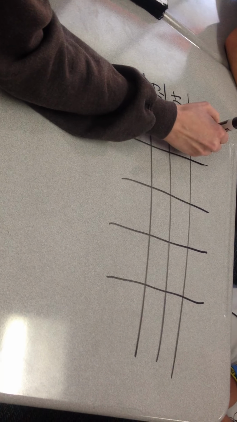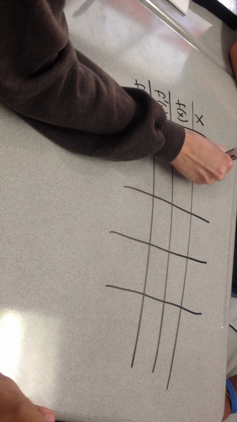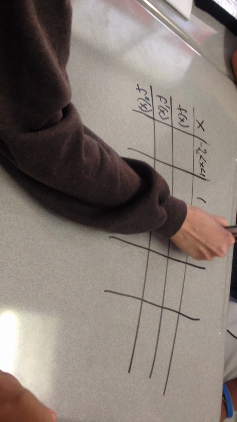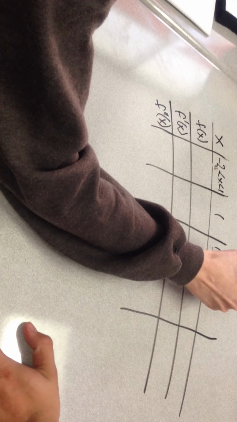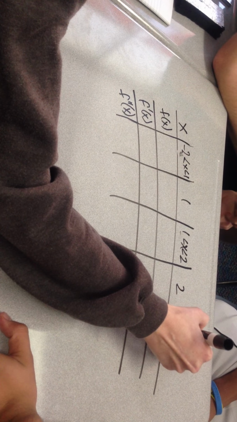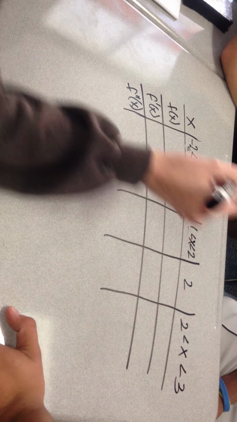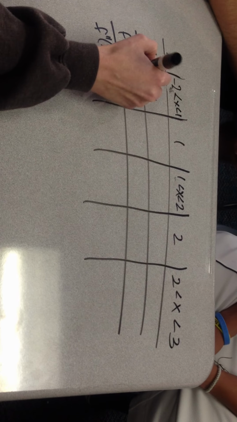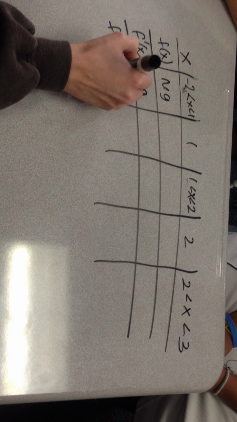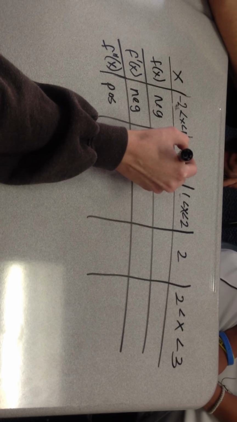Let's see, negative 2 less than x less than 1, 1 less than x less than 2, and 2 less than x less than 3. Okay, so then, yeah. So if this is negative, this is negative, this is positive. I'm making stuff up. Yeah, she's just filling it in.